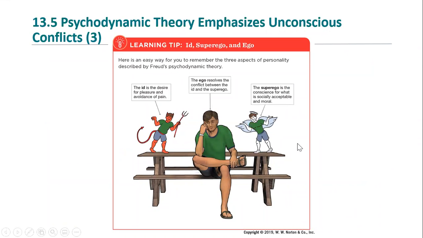Another way to think about it is like a little devil on your shoulder. The id is the little devil. They want us to engage in pleasure and avoid pain at all costs. The ego is us in the middle, trying to balance between the id and the superego. Think of the superego being like that little angel on your shoulder. The devil's telling you to do bad, the angel is telling you to do good, and you sit in the middle with your ego trying to accommodate both of the two.